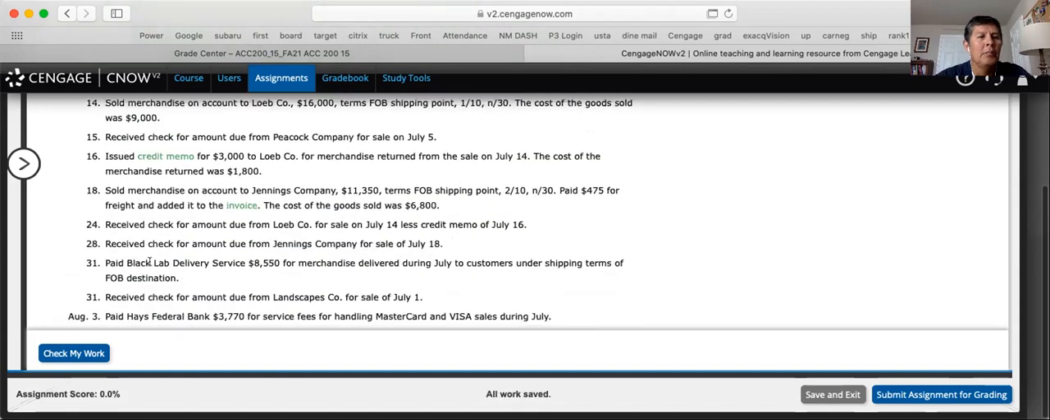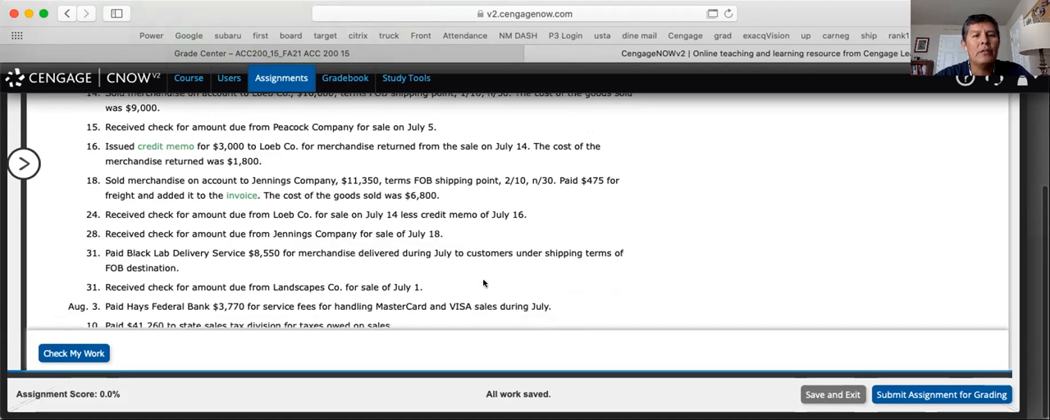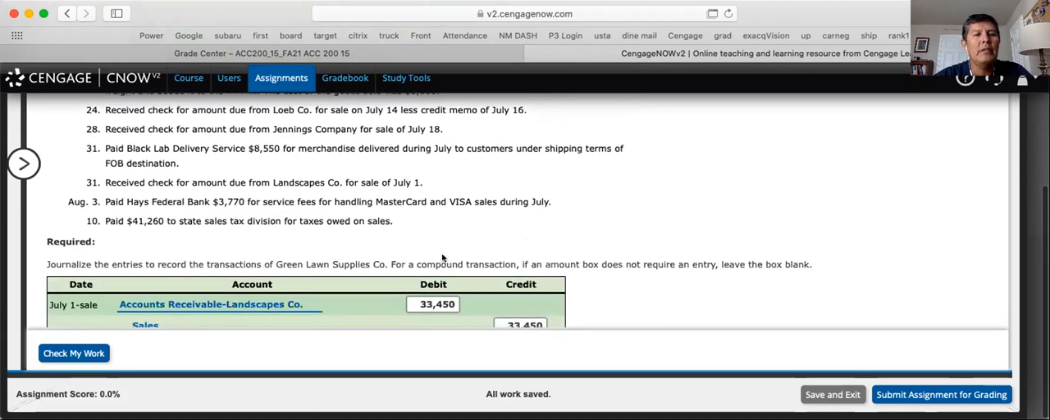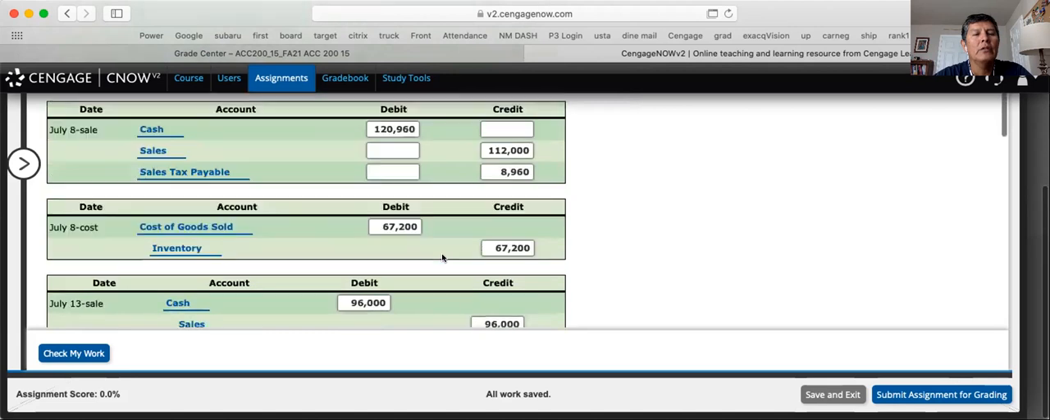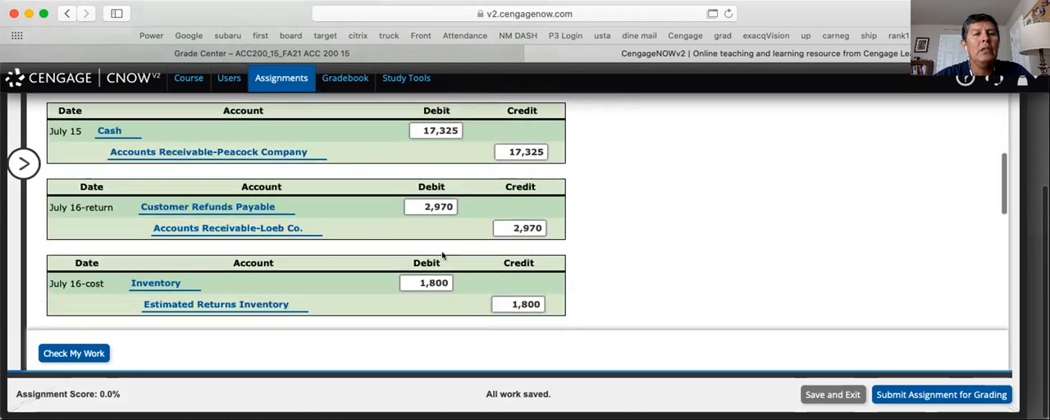And then July 31st, paid Lab Delivery Service $8,550 for merchandise delivered during July to customers under shipment terms of FOB destination. So now we're going to pay this, FOB destination. Remember, deliveries are expenses, so we're definitely going to be expensing this. 8,550.